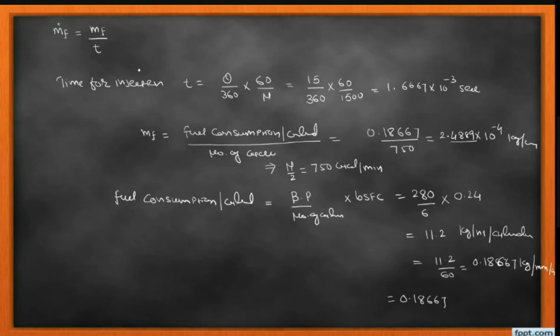So now we put down the value over here. It is 2.4889 into 10 to the power minus 4 divided by the time period, 1.6667 into 10 to the power minus 3. So we get the answer of 0.1493 kg per second per cycle.